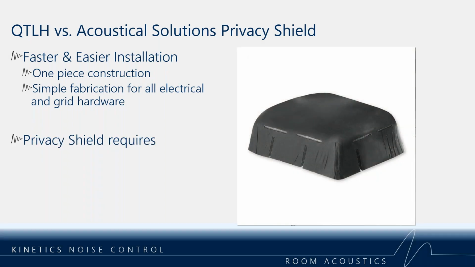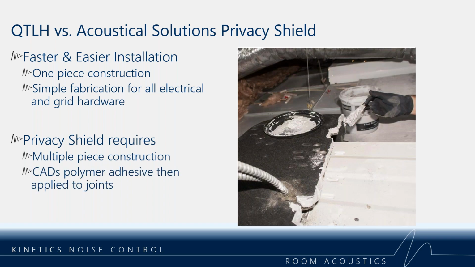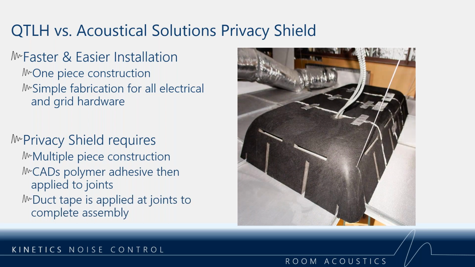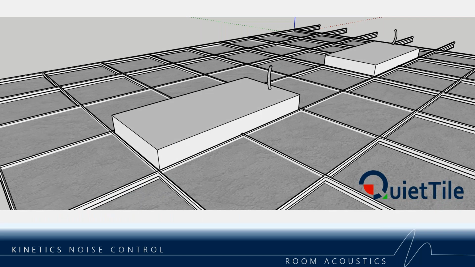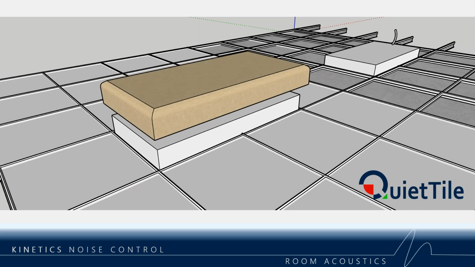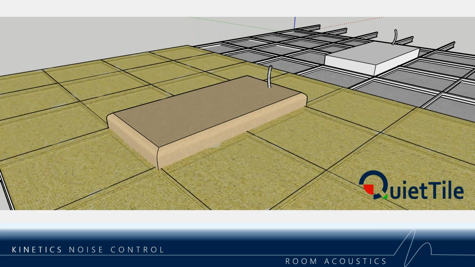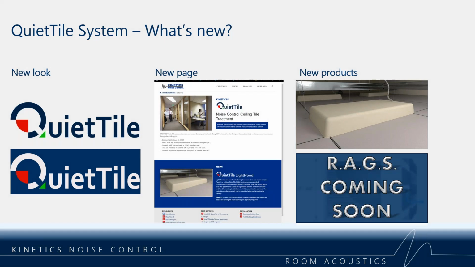If we're looking at this from an installation standpoint, the Privacy Shield, while they show a one-piece unit, is actually a multi-piece system. As they're bringing those up to get them through the grid, it does require a polymer adhesive at the joints, as well as some tape. Our product is meant to operate singularly, so it's flexible enough to squeeze in there. We have the QuietTile, which squeezes between the grids, and then when it gets dropped into place, holes are punched for the electrical wiring, and then we can certainly treat that after the fact with the optional fiberglass.